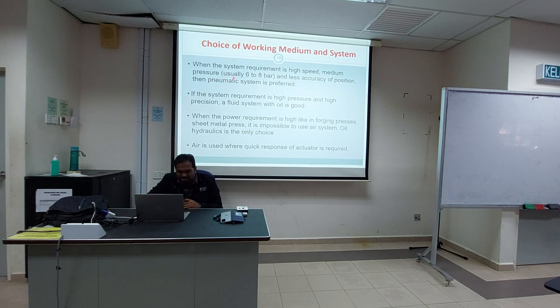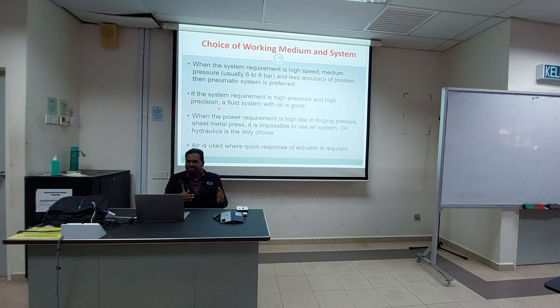Okay, so boleh tengok some example dekat sini. When the system requirement is high speed, medium pressure, usually 6 to 8 bar, and less accuracy of position, then you boleh gunakan pneumatic. Sebab pneumatic ni dia something yang very fast. Sebab dia gunakan udara. So udara is very fast. Hydraulic dia minyak, dia gerak slow. One of the applications, hydraulic auto gate dekat rumah. Dia cepat tak? Cepat, kereta pun lambung kan? Kenal dekat kereta. Dia slow. Slow and steady.